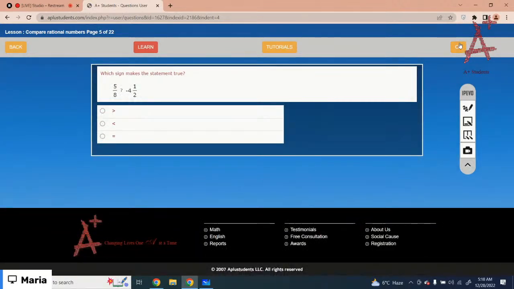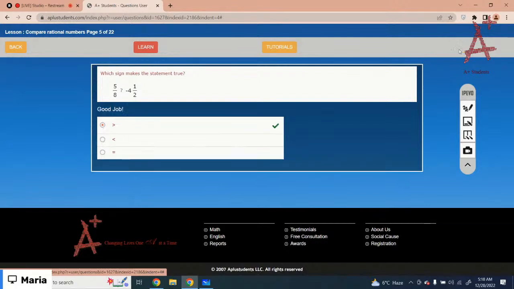Okay, 5 by 8 and negative 4 1 over 2. 5 by 8 is greater because 5 by 8 is positive. So positive numbers are always greater than the negative numbers. Got it?